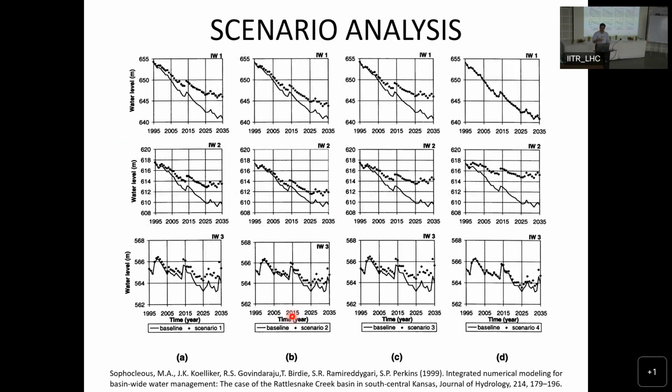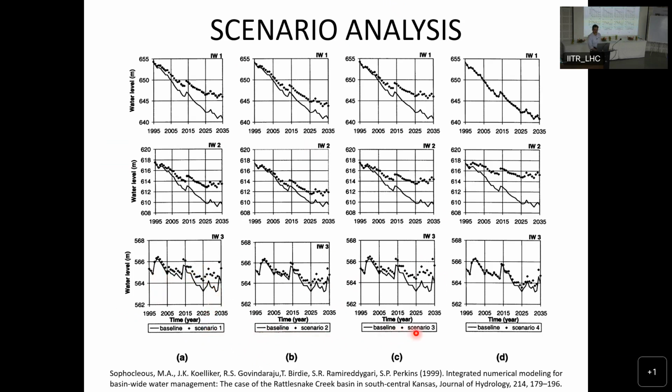So scenario analysis then gives you these kinds of results. What you see is the solid line is the baseline scenario. Okay, you have several results over here. This is index well 1, index well 2, index well 3, and so on. In each case, the solid line is the baseline scenario. That is the same in all of them. The dots that you see are the model predictions when scenario 1 is used. Under scenario 2, this is what is happening.